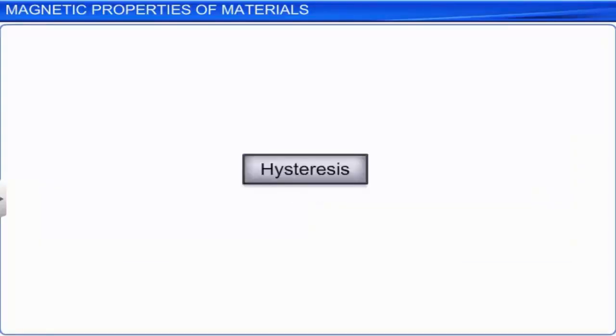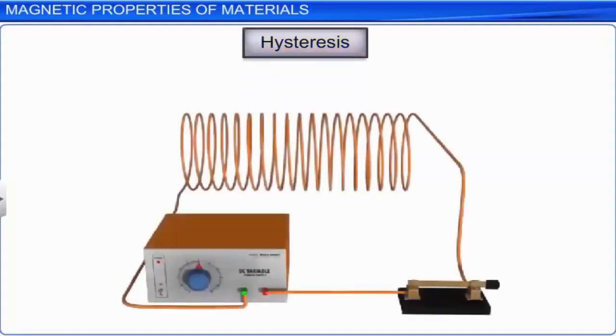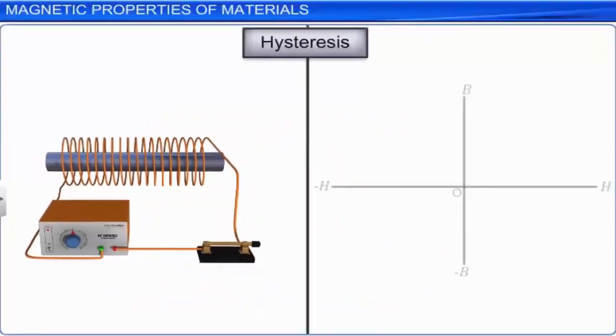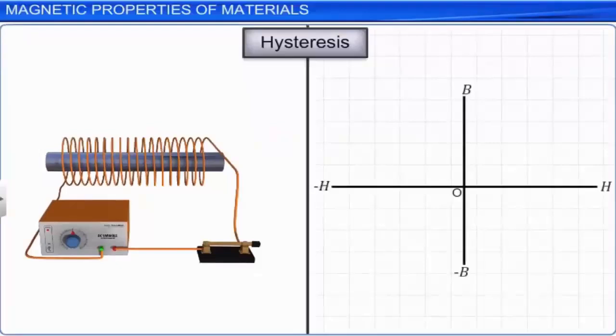Let us now discuss the hysteresis of a ferromagnetic substance. The relation between the magnetic field induction B and the magnetic intensity or applied magnetic field H is complex and is often non-linear. To understand this, consider an unmagnetized ferromagnetic material in the core of a current-carrying solenoid. Let us see the magnetic behavior of the ferromagnetic material through one cycle of magnetization by plotting a graph with H on the x-axis and B on the y-axis.